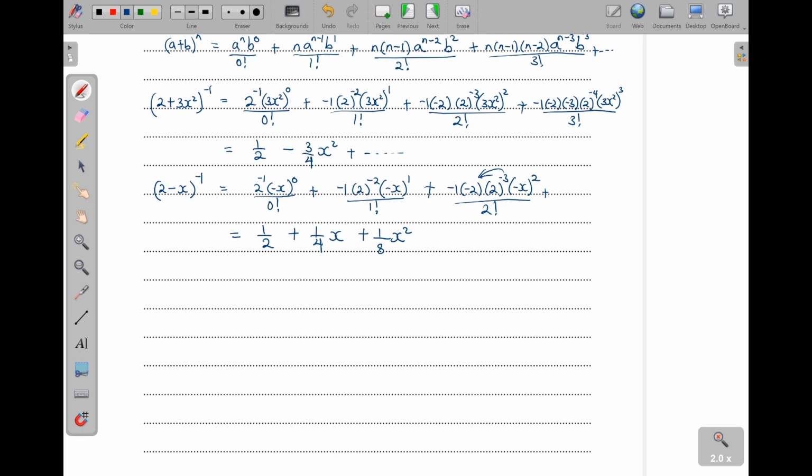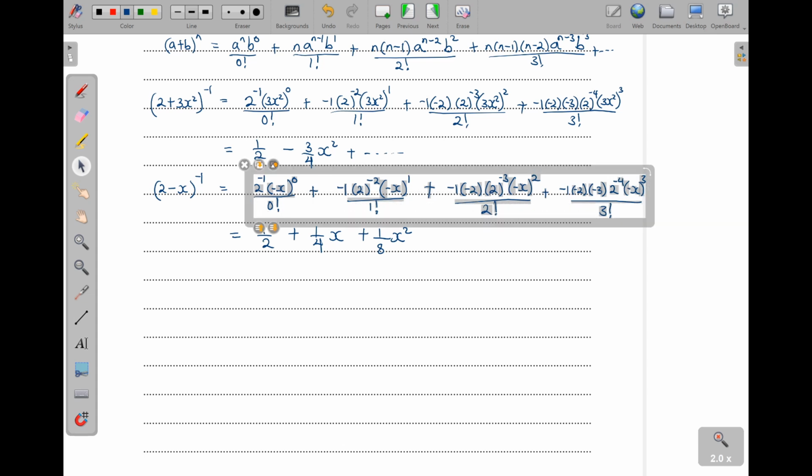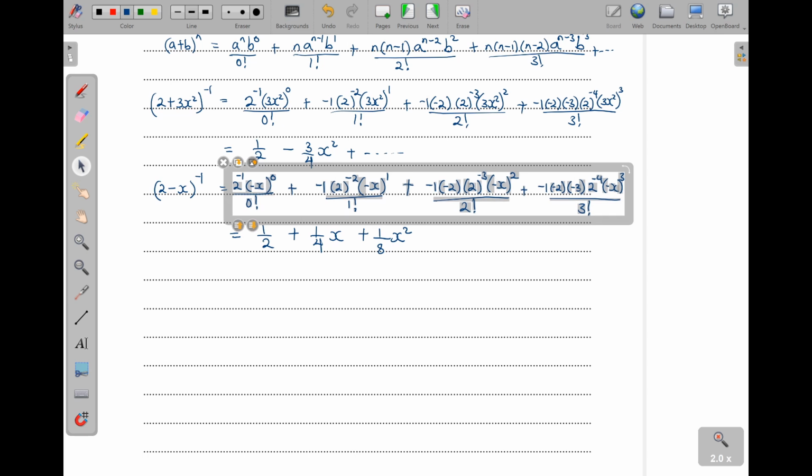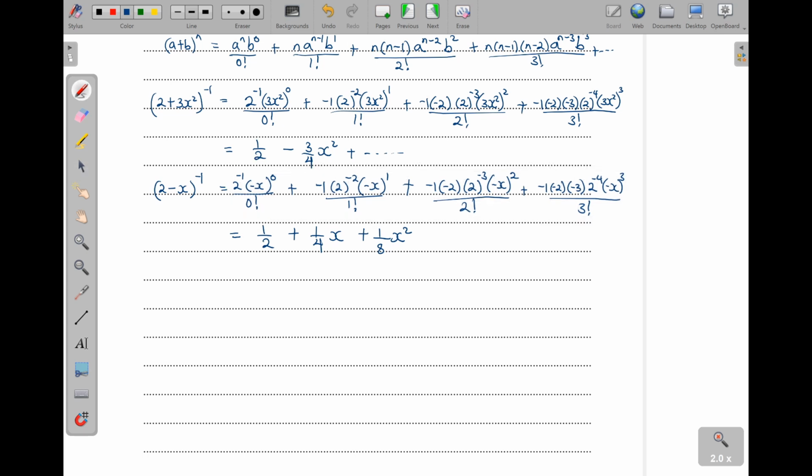So drop this one here. We are going to have negative 1 times negative 2 times negative 3. Then the 2 is going to be to the power of negative 4. Then here, negative x is going to be to the power of 3 over the 3 factorial. Okay. Now, after this, I'm going to simplify it. Let me try to extend this one a little bit here. Just like that. Now, 3 factorial is the same as 3 times 2 times 1.